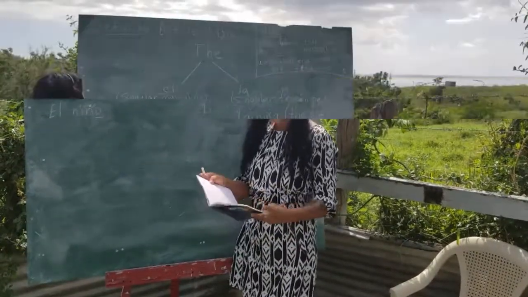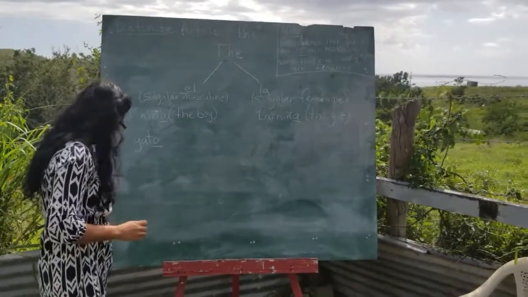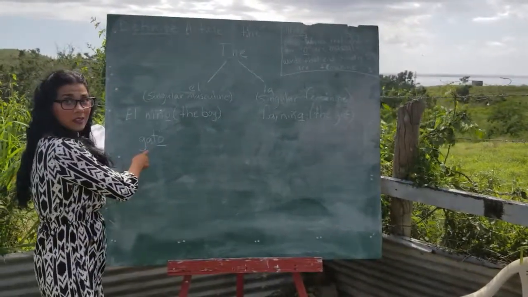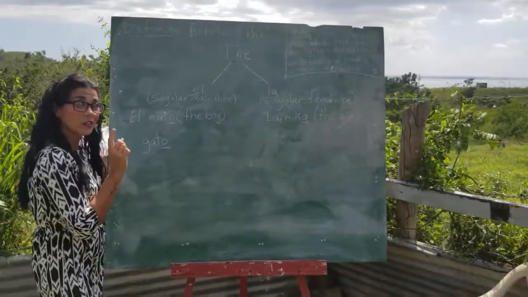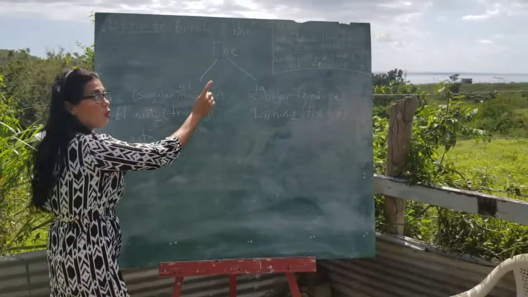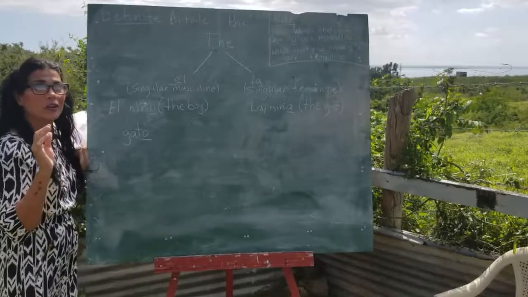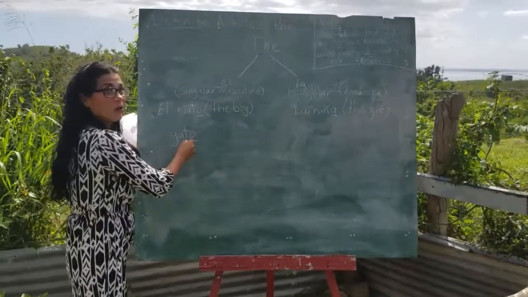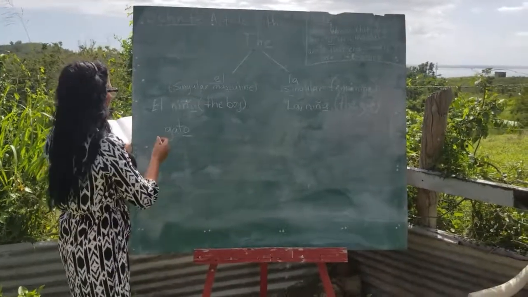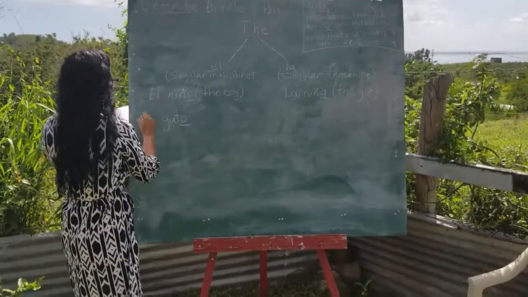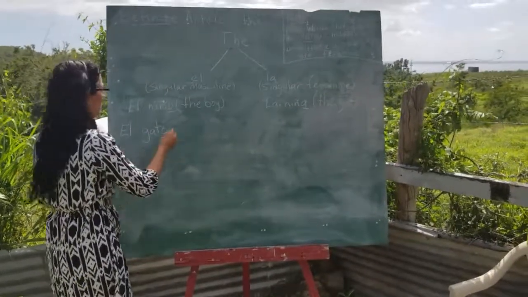Okay, so let's see another example. Gato. So gato ends on an O. Therefore, what article are we going to use? El or la? Ends on an O. Let's continue with the rules that we already learned. If it ends on an O, it is singular. It's masculine. So it will be el. El gato. The cat.